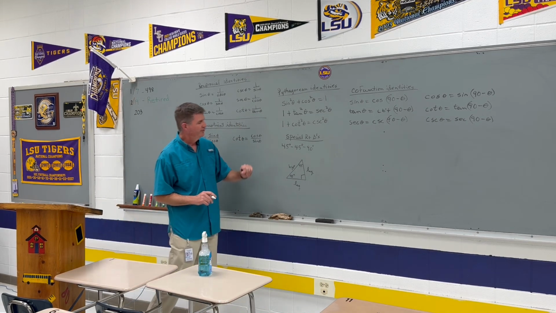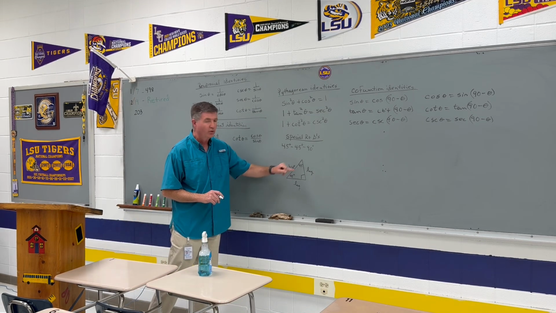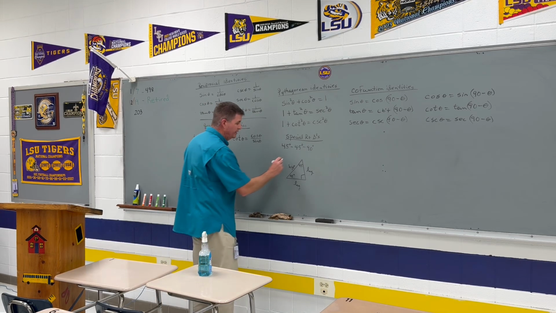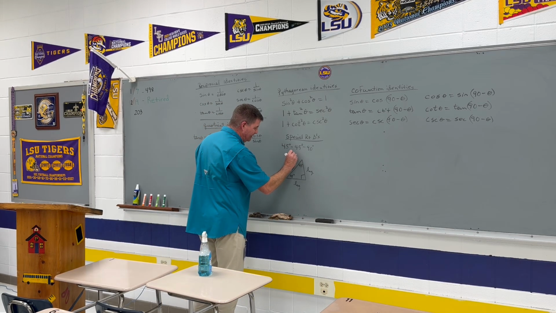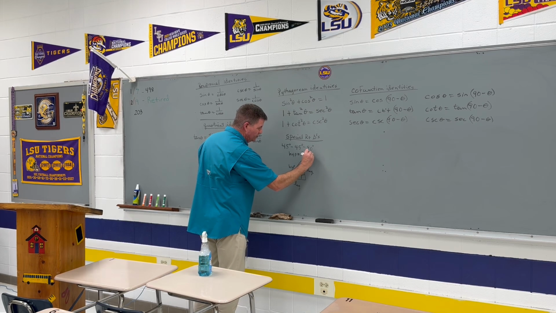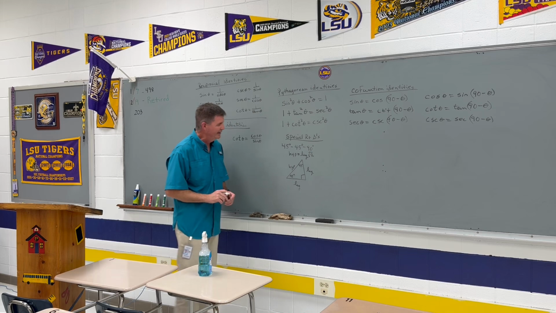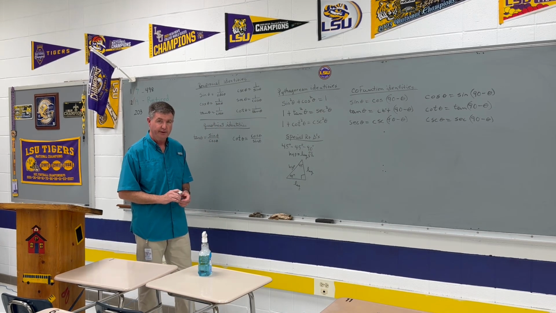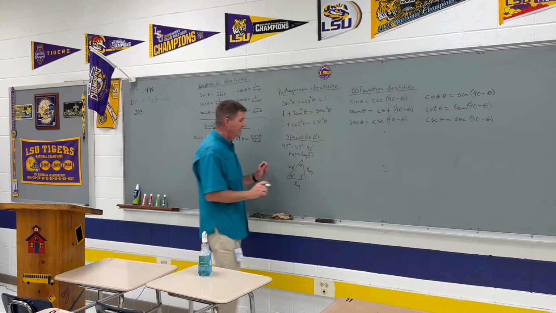And with the 45, 45, 90, if you have one side and the others are missing, there's a formula. It says that the hypotenuse is equal to the leg times the square root of 2. Hypotenuse is equal to the leg times the square root of 2.